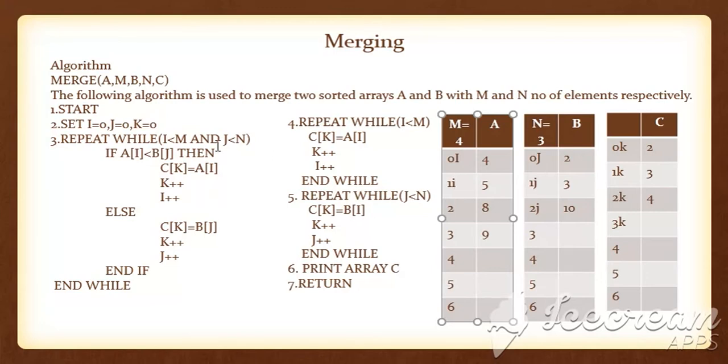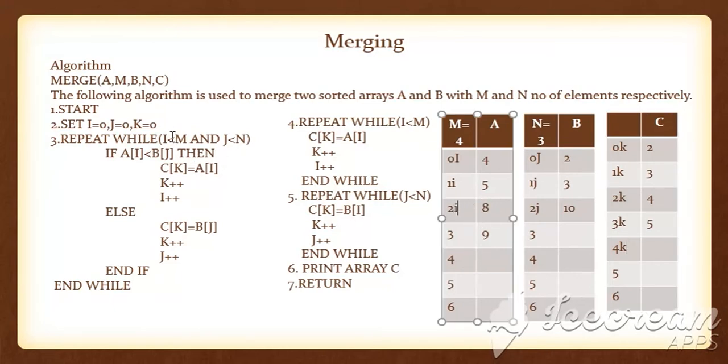Then again the condition is evaluated whether the value of i, that is 1 less than 4, and j is 2, now 2 less than 3, condition is true. So a of i, 5 less than 10, condition is again true. So the element of a will be placed onto the array C, and then k is incremented to 4 and i is incremented to 2.